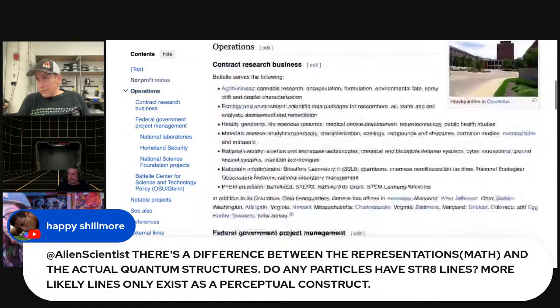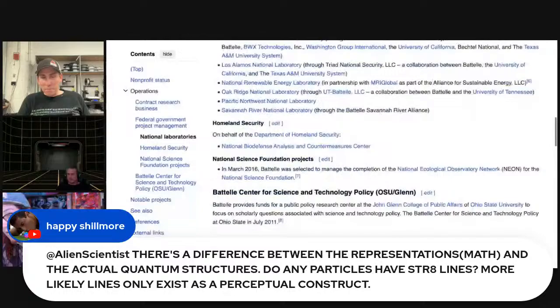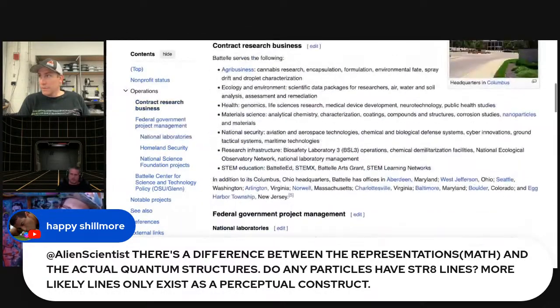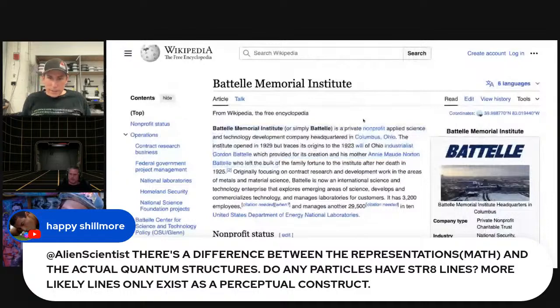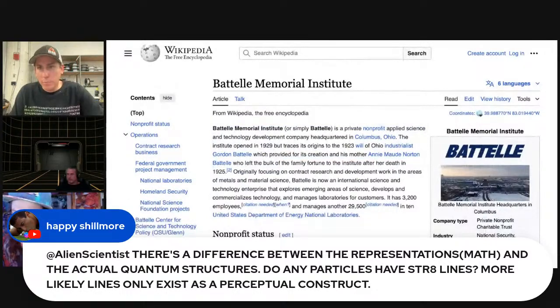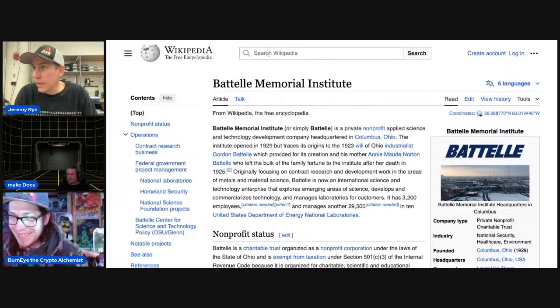Didn't Battelle make toys and stuff like that? No, that's Mattel. Oh. Mother Battelle makes the toys from what Battelle sends them. No, Barbie is made by Mattel.